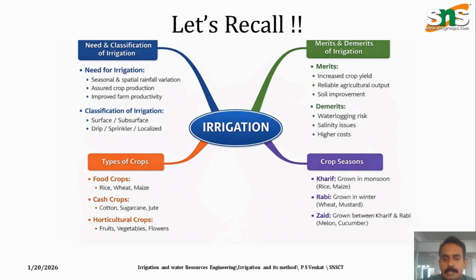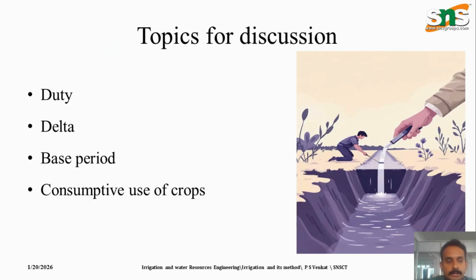And the various crop seasons are Kharif, Rabi and Zaid. Kharif grows in monsoon, Rabi grows in winter, and Zaid grows between Kharif and Rabi. The types of crops we have learnt are food crops: rice, wheat and maize; cash crops: cotton, sugarcane and jute; and horticultural crops: fruits, vegetables and flowers. This is the topic which I covered in previous sessions. And in today's topics we are going to learn about duty, delta, base period and consumptive use of crops.